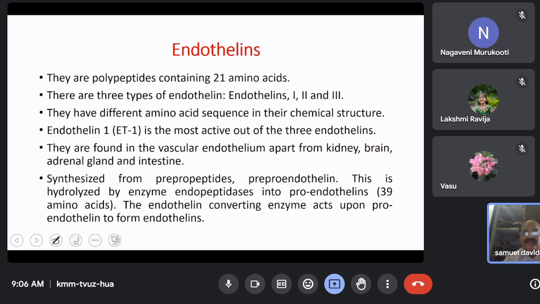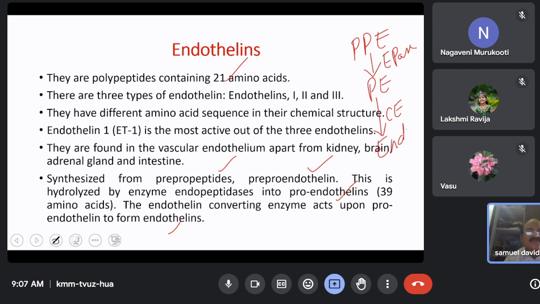And coming to their synthesis, they are synthesized from pre-propeptides. Like insulin is synthesized, we have discussed pre-proinsulin, which is broken down to proinsulin, finally to insulin. Likewise, here also it is synthesized from a pre-propeptide called pre-proendothelin, and this is broken down by endopeptidases to proendothelins, which have 13 amino acids, and a converting enzyme breaks down this proendothelin into endothelins, which have 21 amino acids. So the first one is pre-proendothelin, which is broken down by endopeptidases to proendothelin, which is broken down by converting enzyme into endothelin. So this is the sequence of synthesis of endothelins.